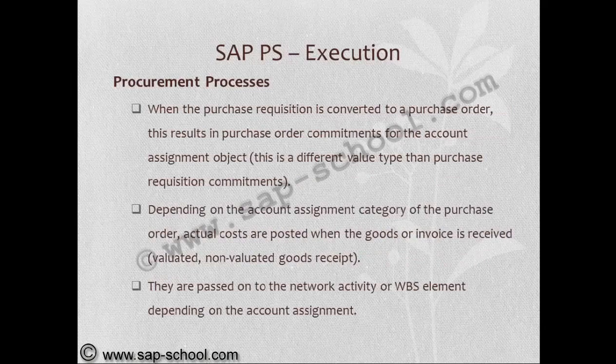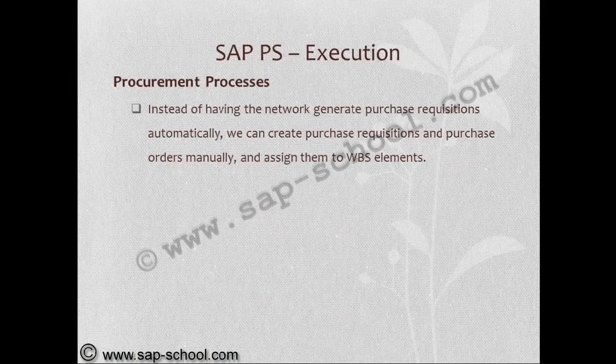When the purchase requisition is converted to a purchase order, this results in a purchase order commitment for the account assignment object. This is a different value type than purchase requisition commitment. Depending on the account assignment category of the purchase order, actual costs are posted when the goods or invoice is received for validated or non-validated goods received. They are passed on to the network activity or WBS element depending on the account assignment. Instead of having the network generate purchase requisitions automatically, we can create purchase requisitions and purchase orders manually and assign them to WBS elements.